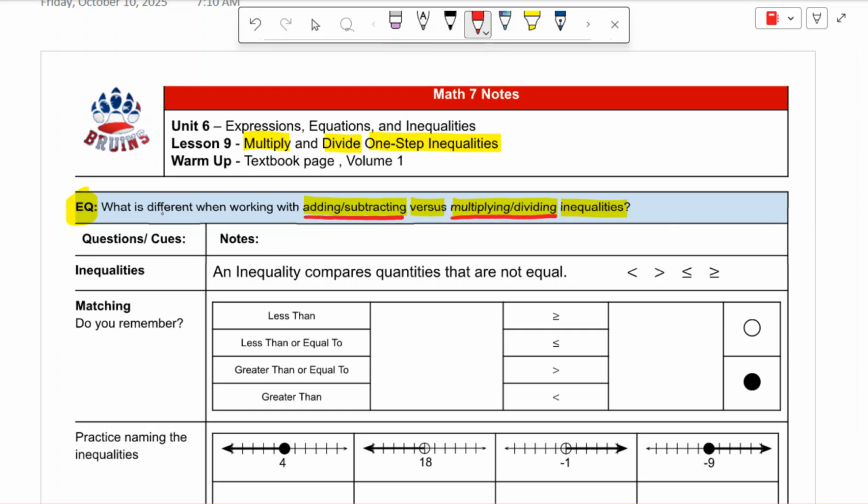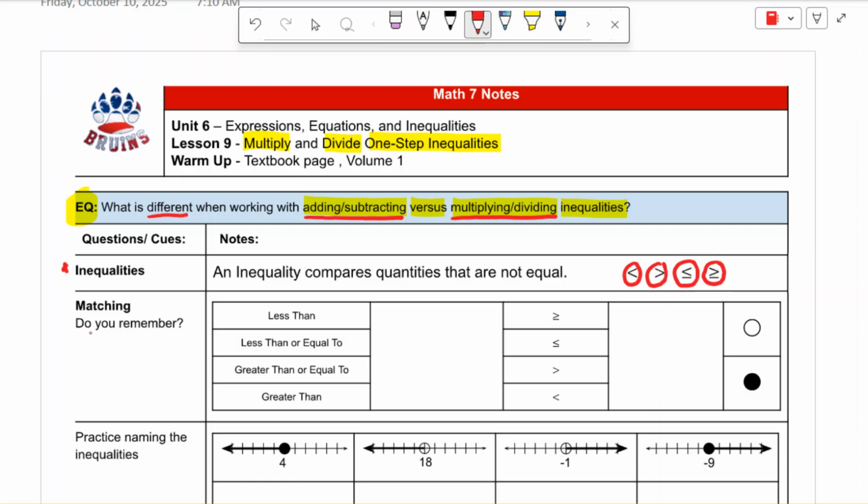So what is different with these things? We're going to be looking at how to answer that essential question for your summary. Let's begin with inequalities. An inequality compares quantities that are not equal. These are the signs. You know these from our last lesson. This is less than, greater than, less than or equal to, greater than or equal to.